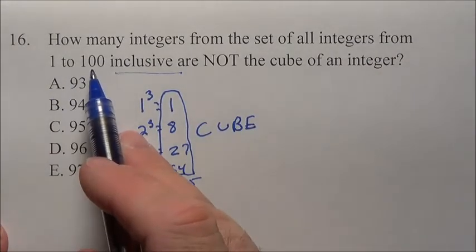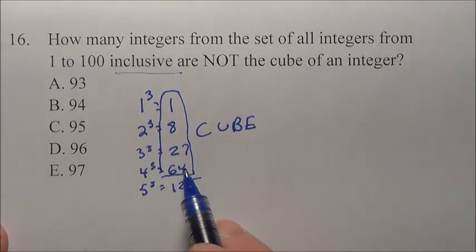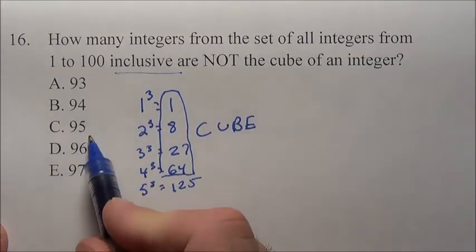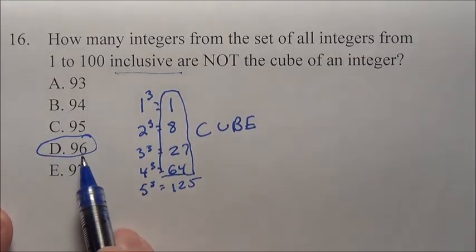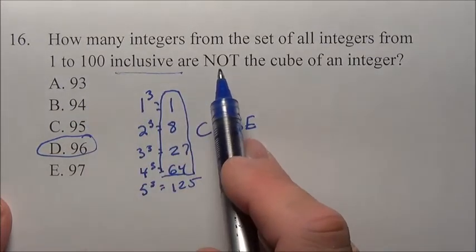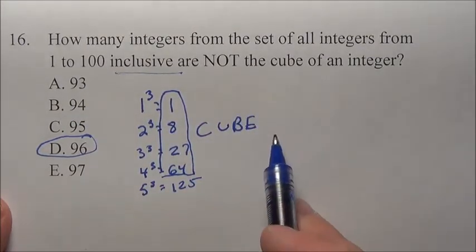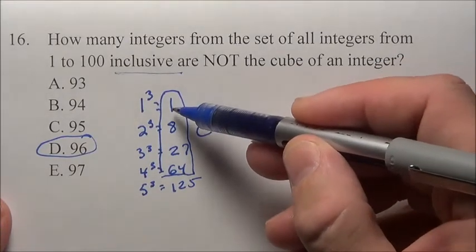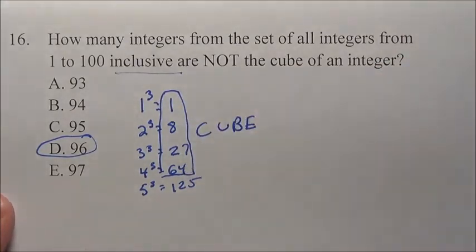So from 1 to 100 is 100. Take away the 4 that are cubes. 100 subtract 4, 96. There's 96 integers from 1 to 100, including 1 and 100, that are not the cube of an integer. Because the only ones that are a cube of an integer are 1, 8, 27, 64.